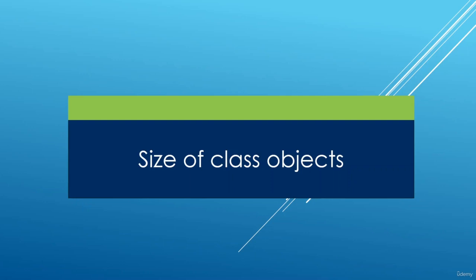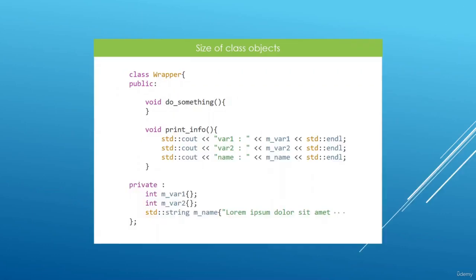In this lecture, we're going to learn about sizes of class objects and try to think about it. What are we going to see if we try to print the size of our class here called wrapper? Inside we have two member variables which are of int type, and we have a member variable which is of std string type. What do you think we'll see when we print the size of this wrapper object here? Try to think about it.